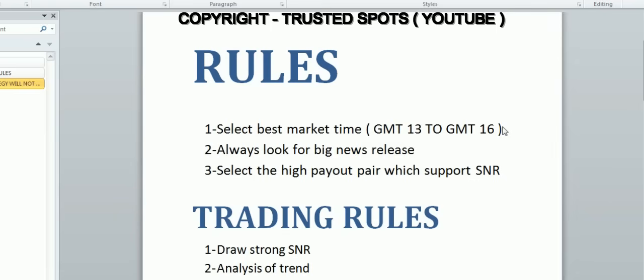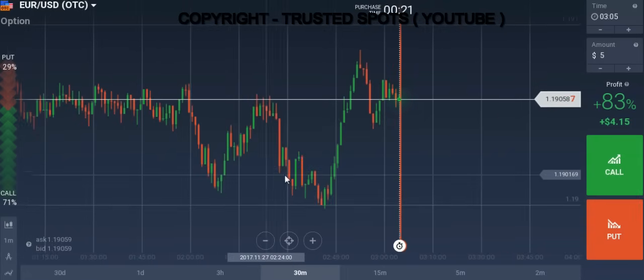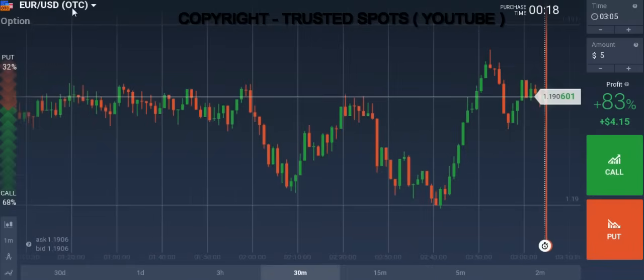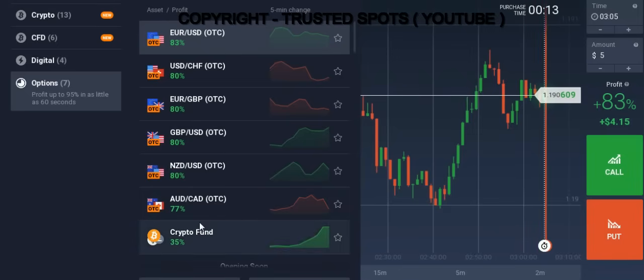Now we have selected the best market time, and we have selected a good pair which does not have any news release. The third basic rule is to select high payout currency pairs which are supporting support and resistance. To make it understood, let me go to the IQ Option site. This is the IQ Option platform, and you know that now it is the OTC market. Suppose we opened it and selected the time, and now we see these currency pairs. For me, the top three are good because the payout is good.